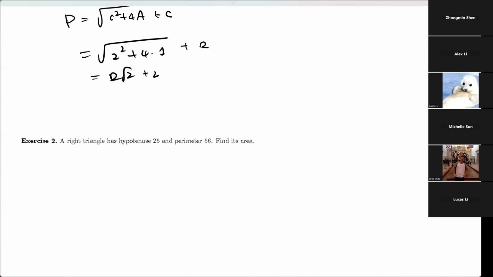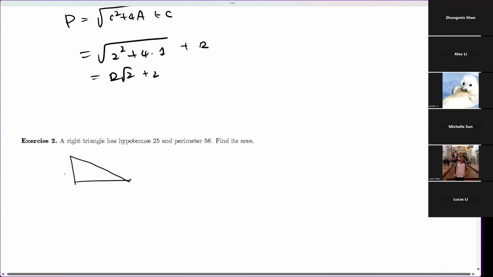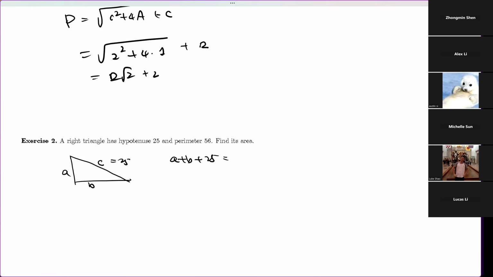Suppose you forgot the formula, right? You should know the formula for the Pythagorean theorem. So you know the hypotenuse is 25, and you know the product ab equals 56, right? This is a problem we did already. So a plus b is 31, and from here you get a times b. So the identity: 31 squared equals (a plus b) squared equals a squared plus b squared plus 2ab.